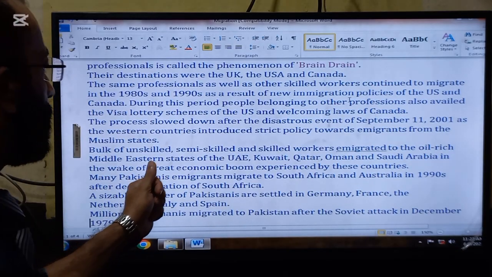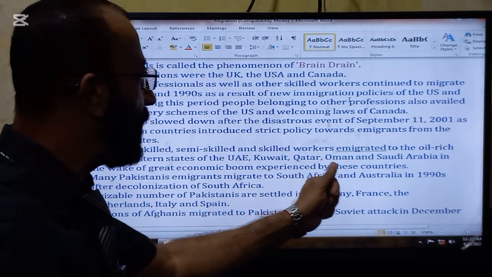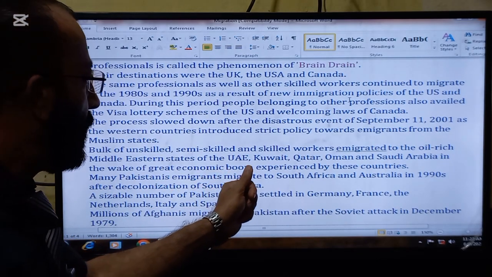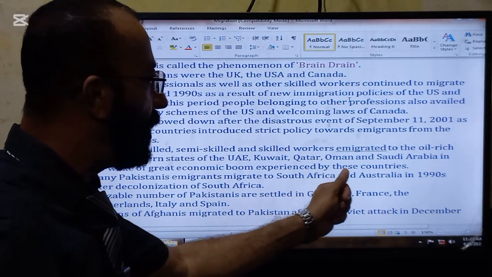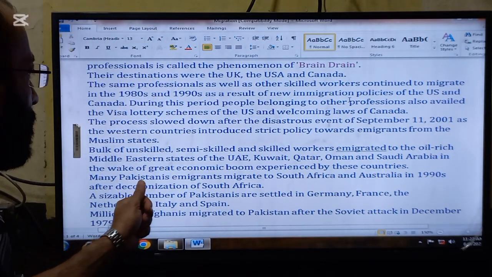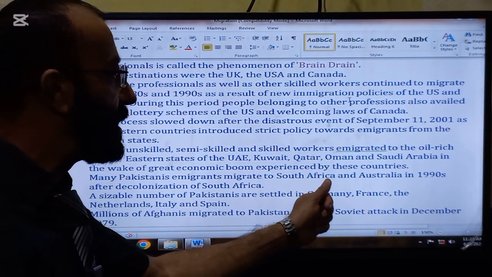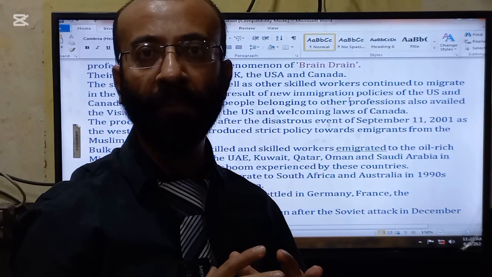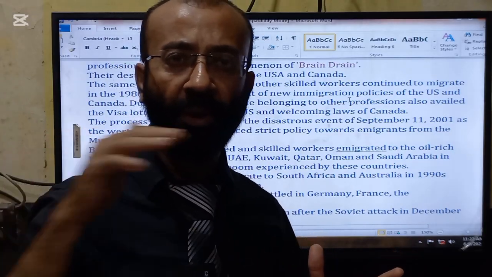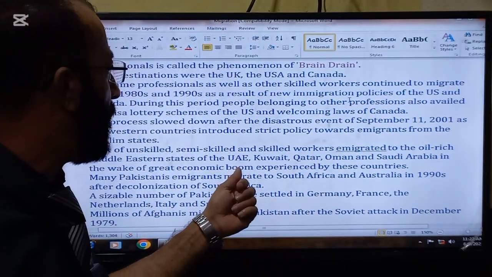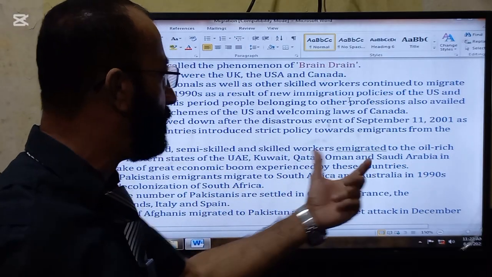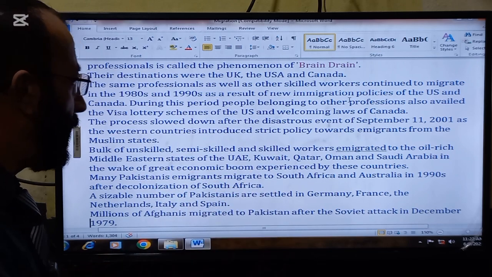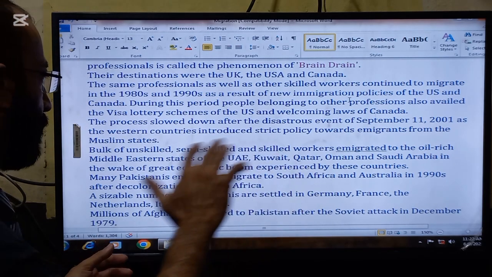Bulk of the unskilled, semi-skilled and skilled workers emigrated to the oil-rich Middle Eastern states of the UAE, Kuwait, Qatar, Oman and Saudi Arabia in the wake of the great economic boom experienced by these countries. When oil was discovered in these countries, there was an economic boom. So people flowed into those countries, for example Kuwait, UAE, Saudi Arabia, Oman. These countries were experiencing an economic boom at that time, and still they are enjoying it. So people are going there.